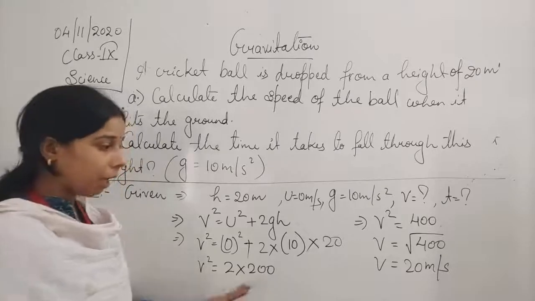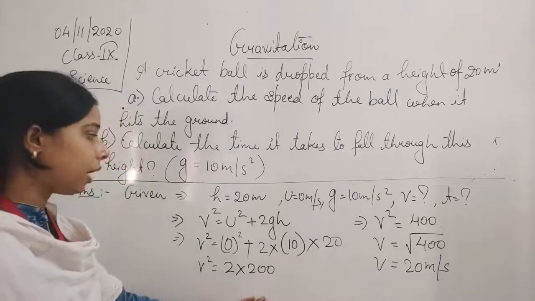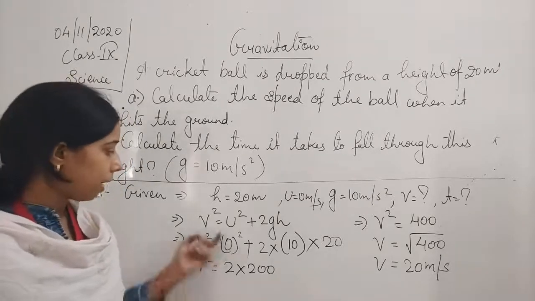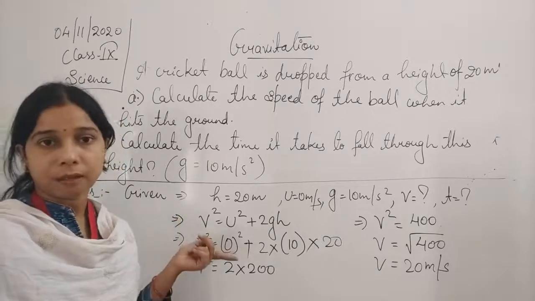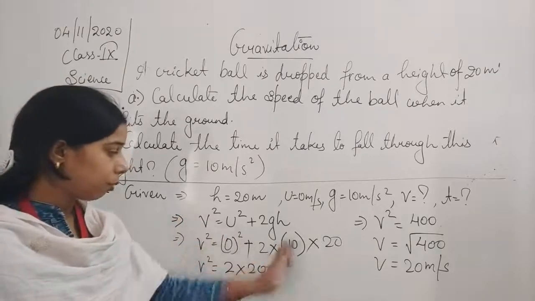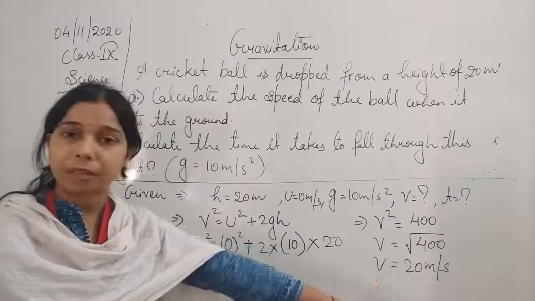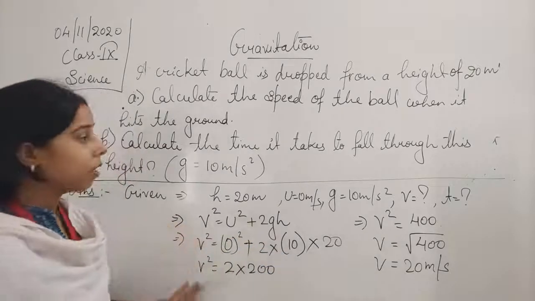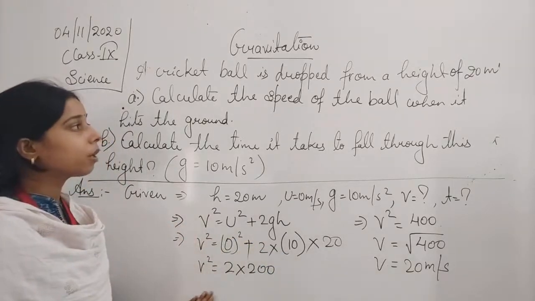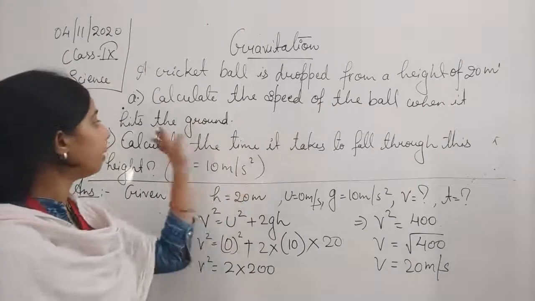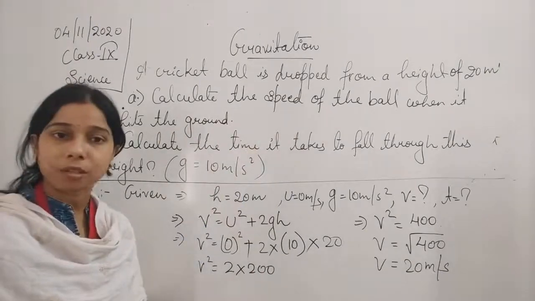So with the help of this formula, students, you are able to get the value of the final velocity. When you put all the values, the answer will be 20 meter per second. So this is the first case, in which you find the speed of the ball when it hits the ground, that is the final velocity.